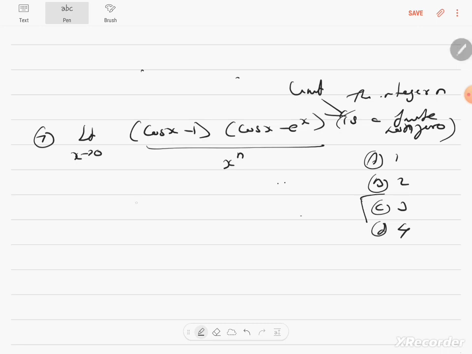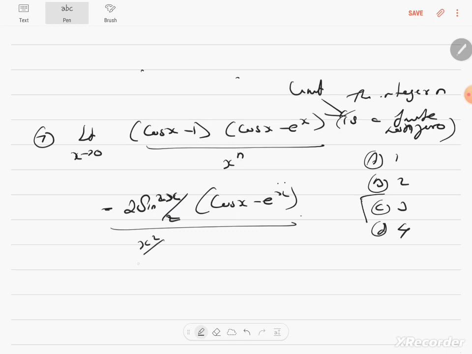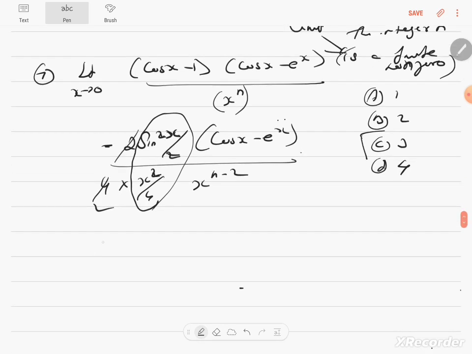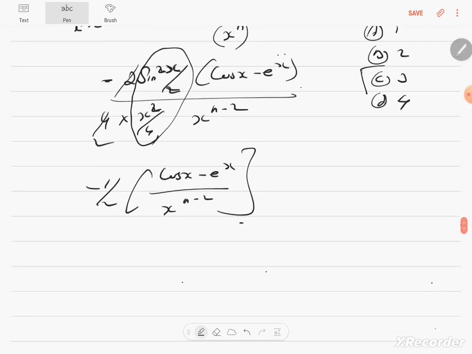1 minus cos x is 2 sin square x by 2, but this is a negative sign because it is cos x minus 1, into (cos x minus e to the power x) by x to the power n. You have sin square x by 2, you need an x square by 4, so multiply and divide by 4. From the x to the power n, you've taken x square, so x to the power n minus 2 would remain, and this itself is becoming 1, and the 2 and 4 get cancelled. You get minus 1 by 2 into (cos x minus e to the power x) by x to the power n minus 2.